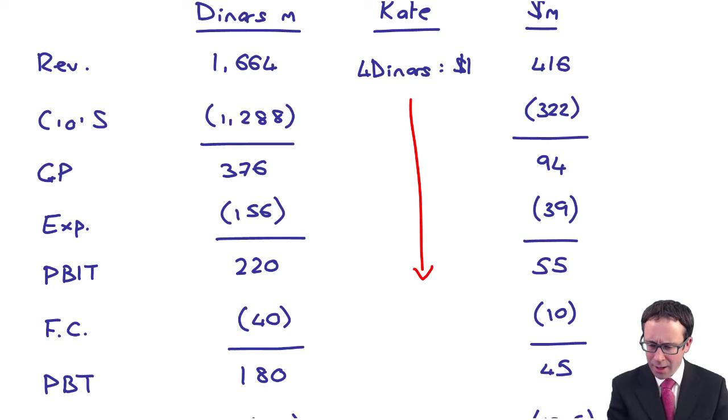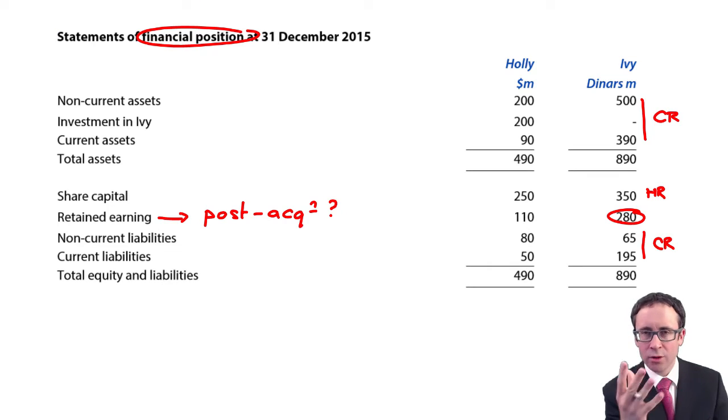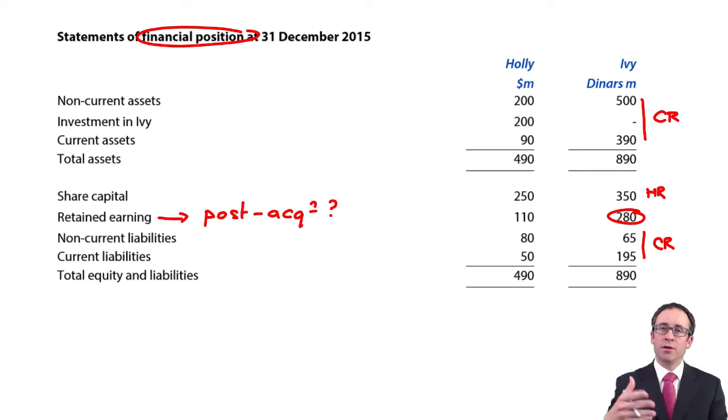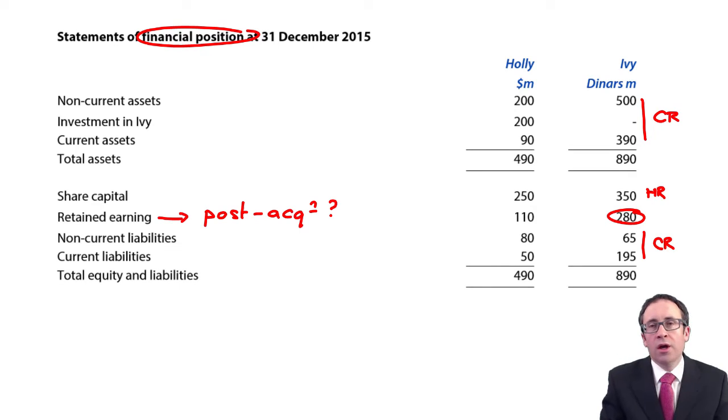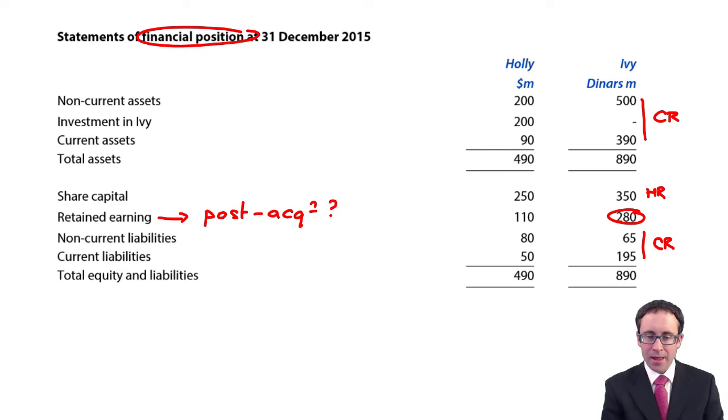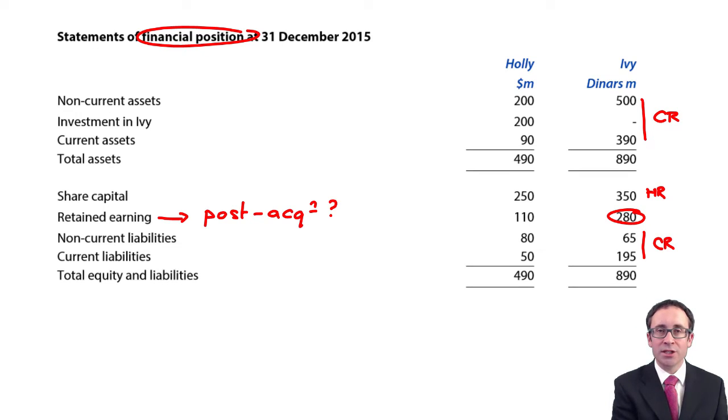Okay. So at the moment, the profit or loss isn't much of a challenge. It does get more of a challenge when you bring in other comprehensive income and all the exchange gains and losses, but not for now. Okay. On the statement of financial position, what have we got there?